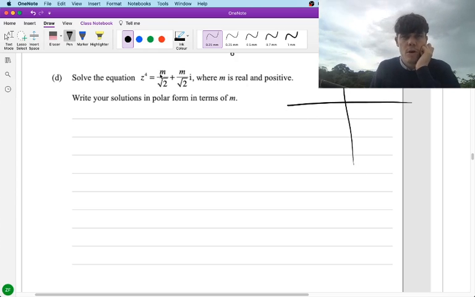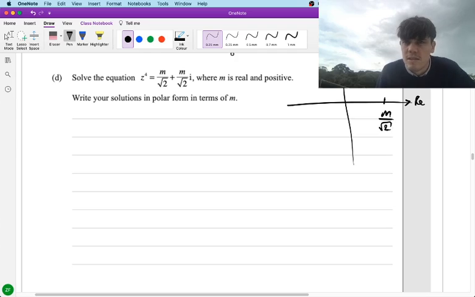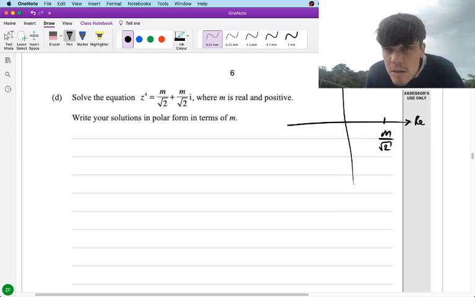Now, what we know is this number is real and positive. So even though it's divided by root 2, that's going to remain real and positive. So on the real part, we know that's a positive number, so we're going to have this here, and that's going to be m over root 2. And then what makes this question nice and easy is that on the imaginary part of the Cartesian plane, we know that that is also m over root 2.